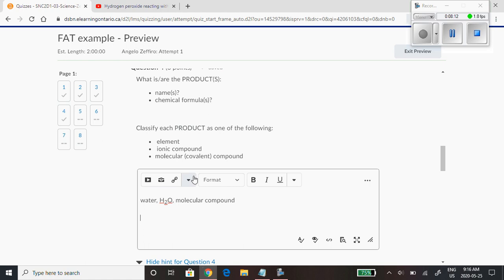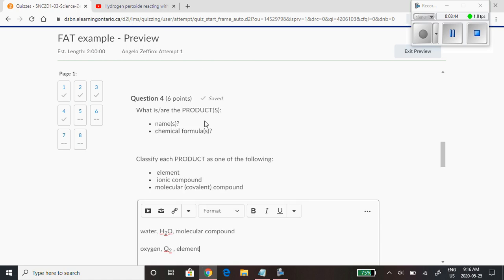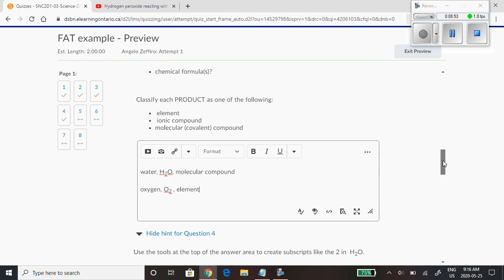And what else was produced? Oh, oxygen was produced. Okay. Now, what's the formula for oxygen? Well, it's O2. It's one of those special ones, right? So we're going to make that a subscript. And then we better get rid of subscript now, or else everything will be in subscript after that. And oxygen's on the periodic table. It's an element. So we have finished question 4. Look what question 4 said. Name it, give the chemical formula, and decide what it is, an element, ionic compound, or molecular compound. And we've done that for both products, water and oxygen. Okay, that's kind of cool.